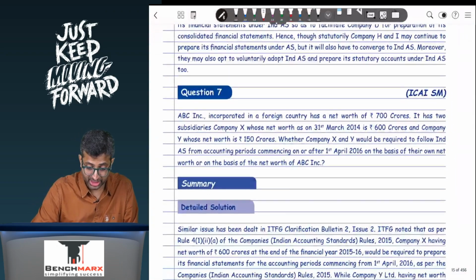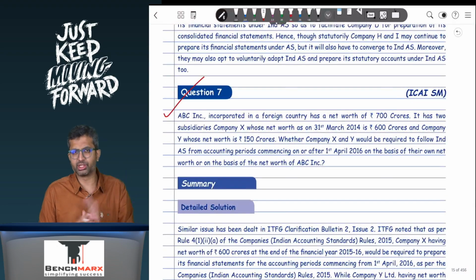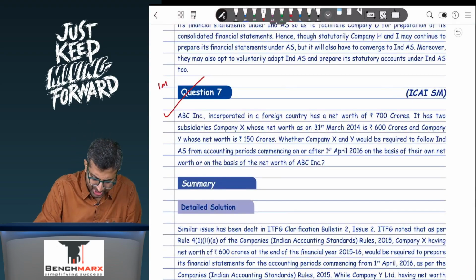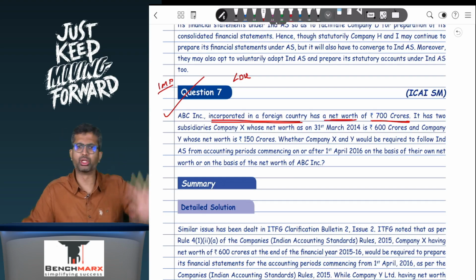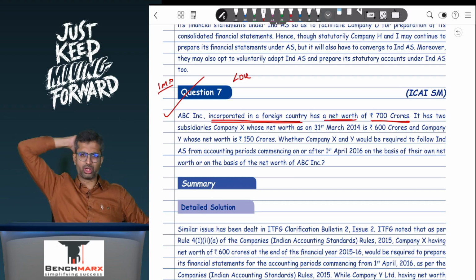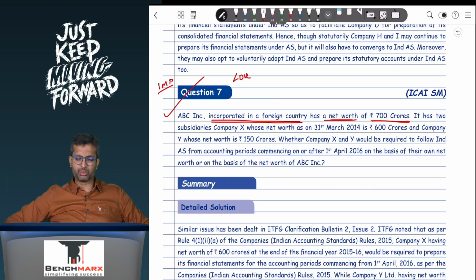Next, you go to question number 7. Again, question number 7, it is a little interesting. You can mark this as important from your LDR perspective. ABC incorporated in a foreign country has a net worth of 700 crores. Let us say the question ends over here. It's a foreign company, a company of a foreign country. Does Ind AS become applicable?